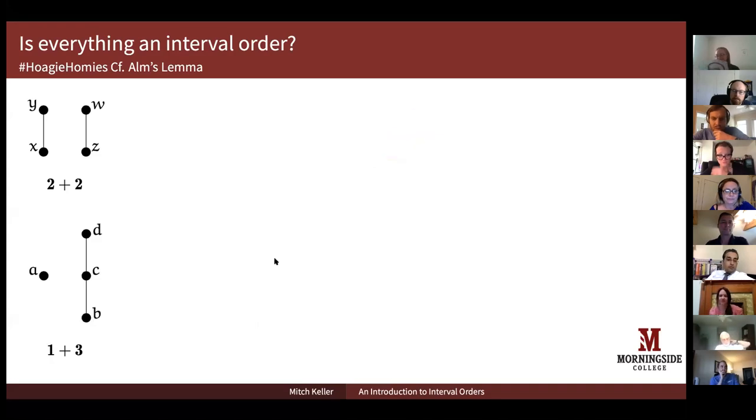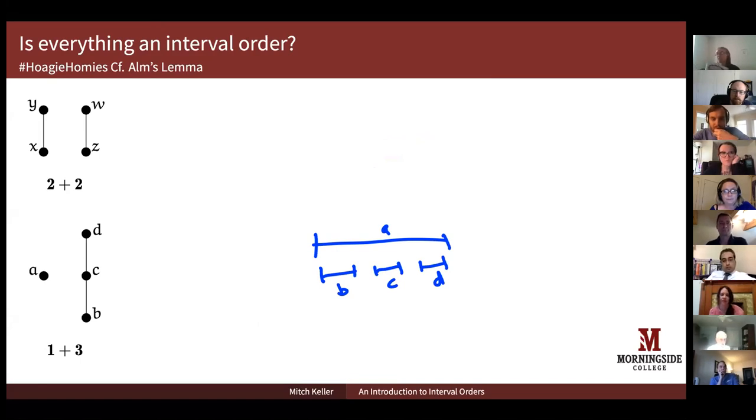Now this one we can take A and put it up here, and we can put B and C and D. But I've not drawn this with all intervals having the same length. Pretend that B, C, and D have the same length. Could you draw this as a semi-order? Could we draw this with all intervals having the same length? Or is this one a problem for semi-orders?